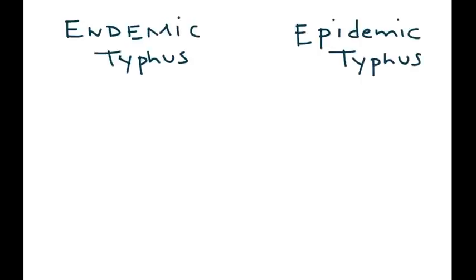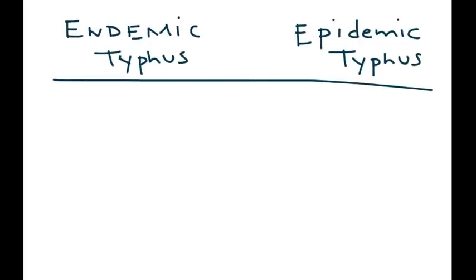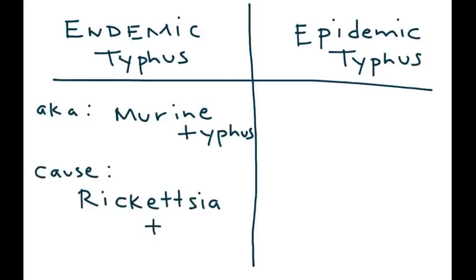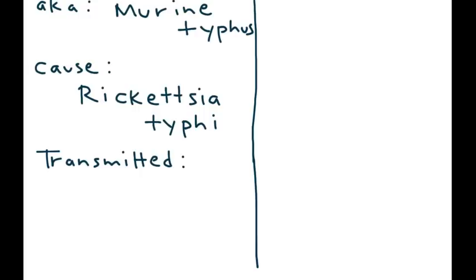What I'll do is first talk about endemic typhus, and then I'll compare it to epidemic typhus, sort of like a table. The first thing I wanted to mention is that endemic typhus can sometimes be referred to as marine typhus. It has an additional name, I guess. It's caused by rickettsia, in particular an organism named Rickettsia typhi. It is transmitted by rat fleas.